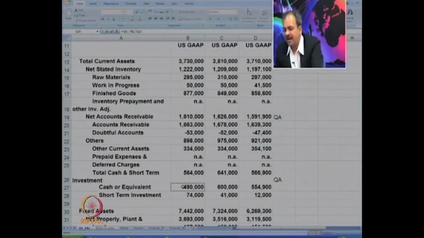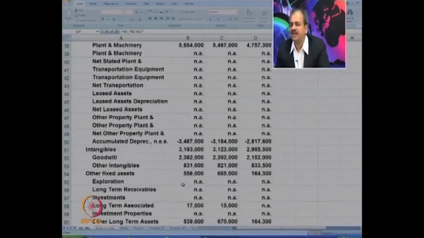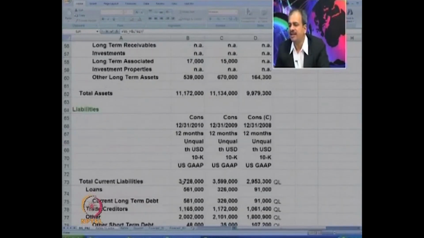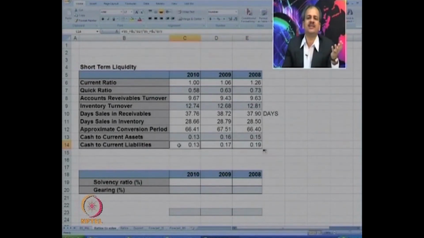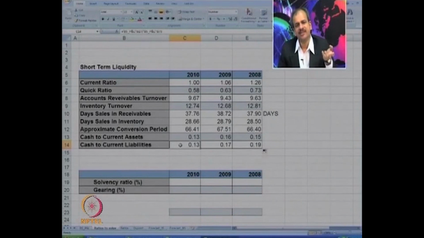We also try to calculate cash as a proportion of current liabilities. So here we have cash and cash equivalents. Let us divide it by current liabilities. Here we see that the ratio is going down from 0.19 in 2008, it is now 0.13. This is not a very good sign. That means that the company has relatively less cash to pay back its current liabilities. Okay, so this was the overall position of short term liquidity.